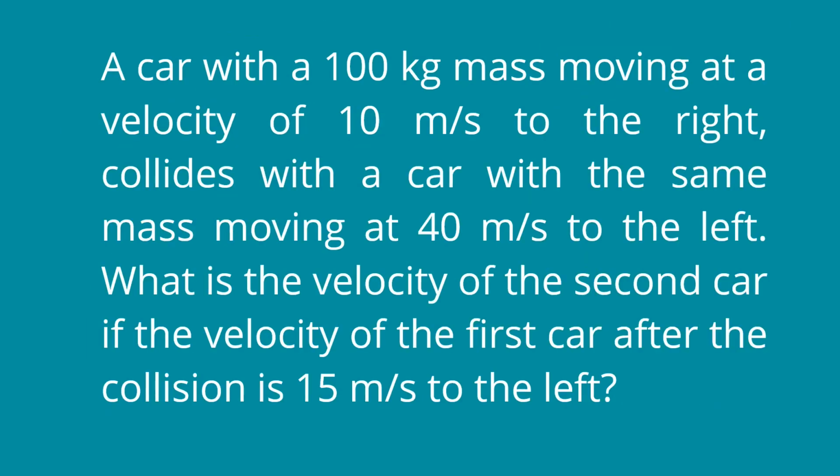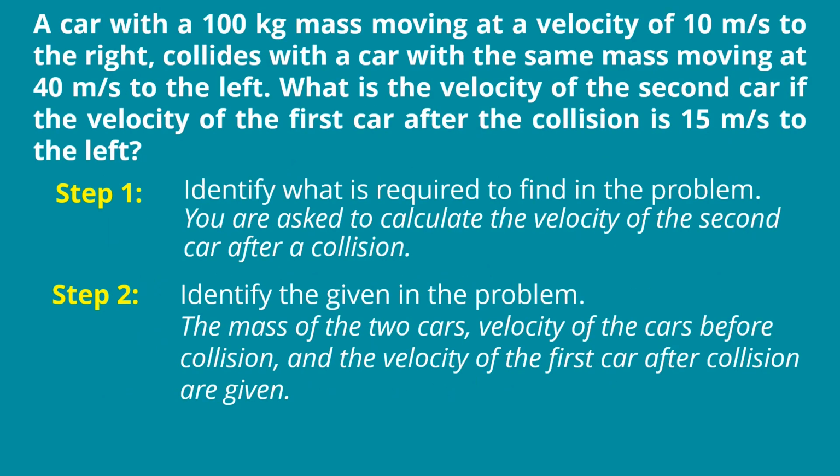For our last sample problem, a car with a 100 kg mass moving at a velocity of 10 m per second to the right collides with a car with the same mass moving at 40 m per second to the left. What is the velocity of the second car if the velocity of the first car after the collision is 15 m per second to the left? To answer our last sample problem, let's follow these steps.